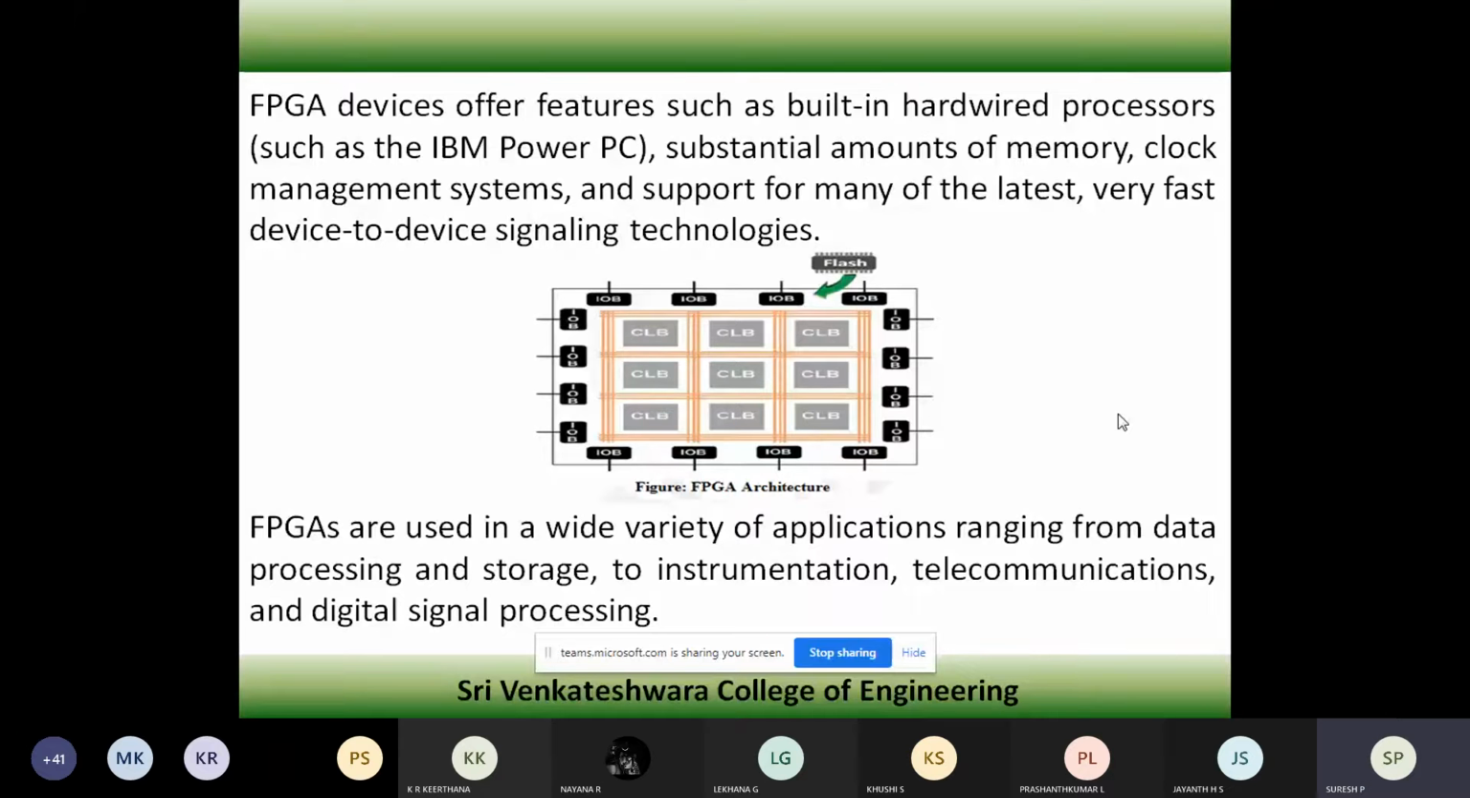Next, it should have clock management functions to support performance, that is, how fast it shifts from one logic function to another, and support for many of the latest, very fast device-to-device signaling technologies. That means you are going to have a number of flash memories. You can see it here, IOB. All these are memories only, which you are going to have. Basically, FPGAs are used in a high variety of applications.